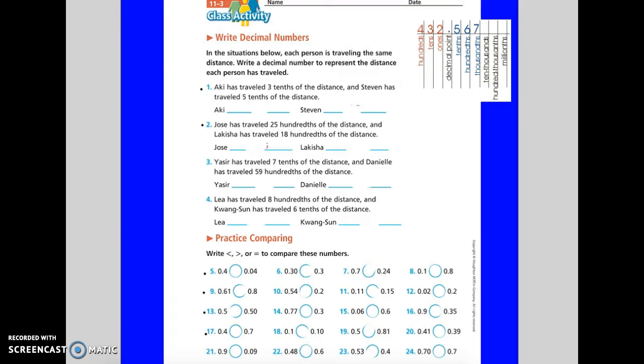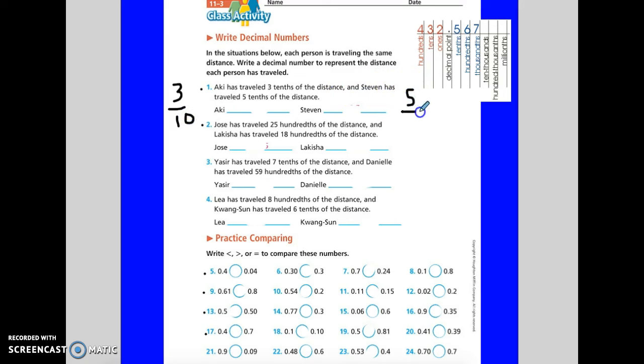All right, let's go ahead and do some other types of problems that practice the same thing. So in this one, it says, in the situation below, each person is traveling the same distance. Write a decimal number to represent the distance each person has traveled. So Aki has traveled 3/10 of the distance, and Stephen has traveled 5/10 of the distance. So when I read something like this, I like to write it out as a fraction.